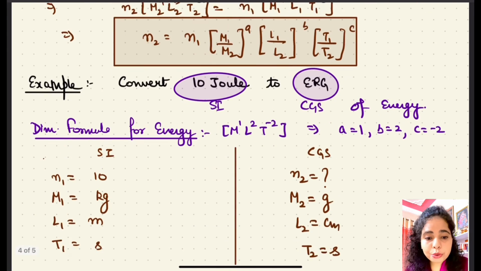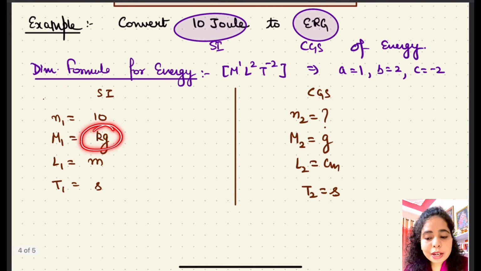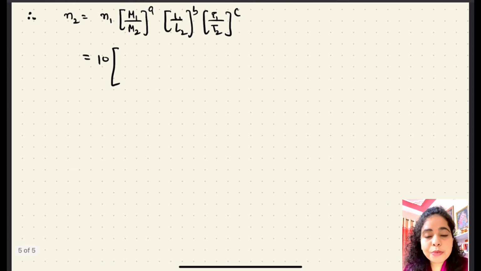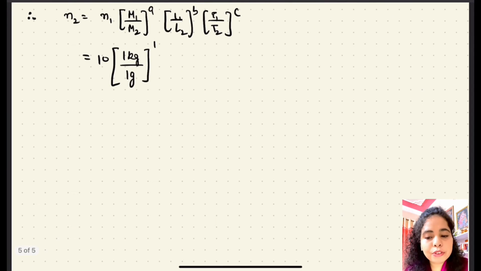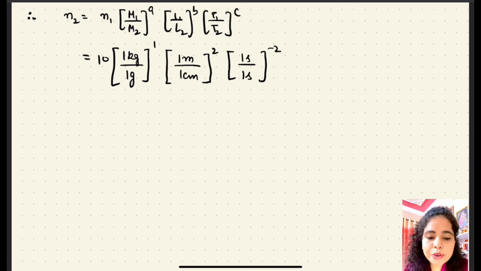We know n1 = 10, M1 is 1 kg, L1 is 1 meter, and T1 is 1 second. In the CGS system, gram, centimeter and second are the units respectively. So instead of M2 we will write 1 gram, raised to power a, and we have the values of a, b and c as 1, 2 and -2 respectively. So we put 1 kg over 1 gram to the power 1, 1 meter over 1 centimeter whole raised to power 2, multiplied by 1 second over 1 second whole raised to power -2.